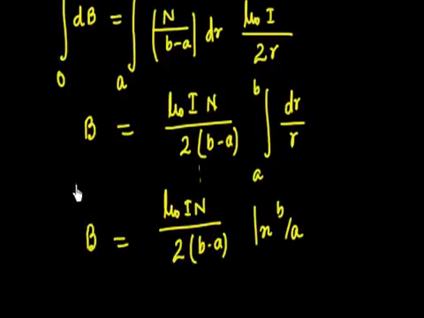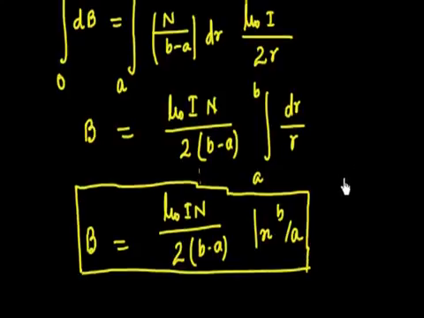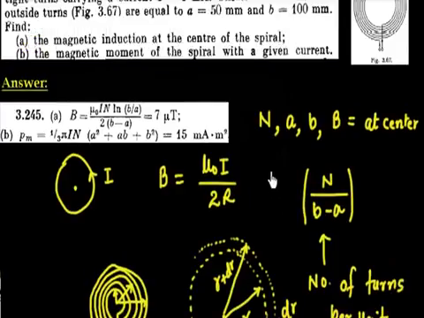Are you getting it or not? So this is your magnetic field. This you have to find in the first part of the question. So due to the spiral, this will be the magnetic field: mu naught I n divided by 2(b minus a) times ln b by a.